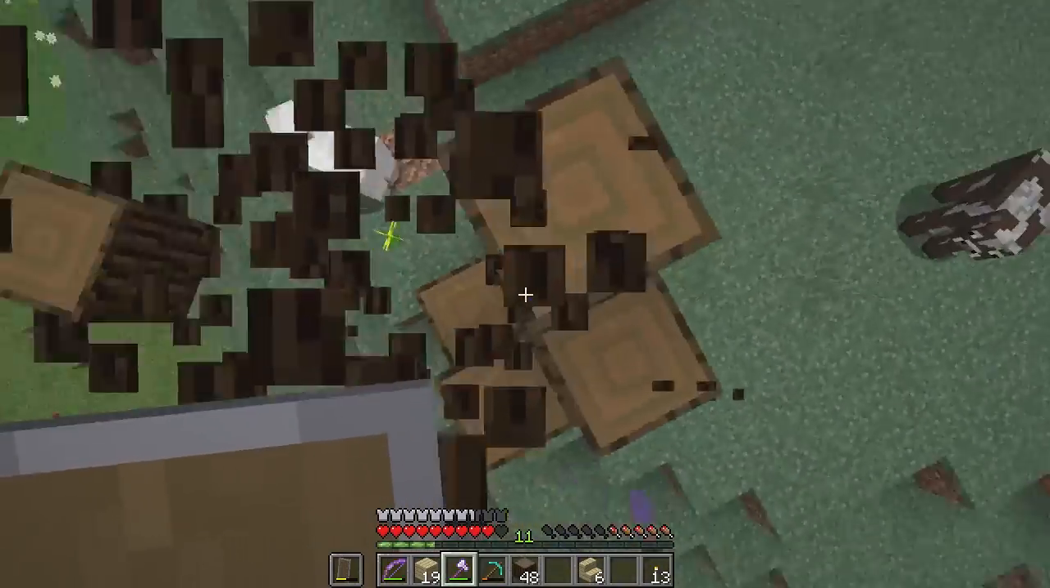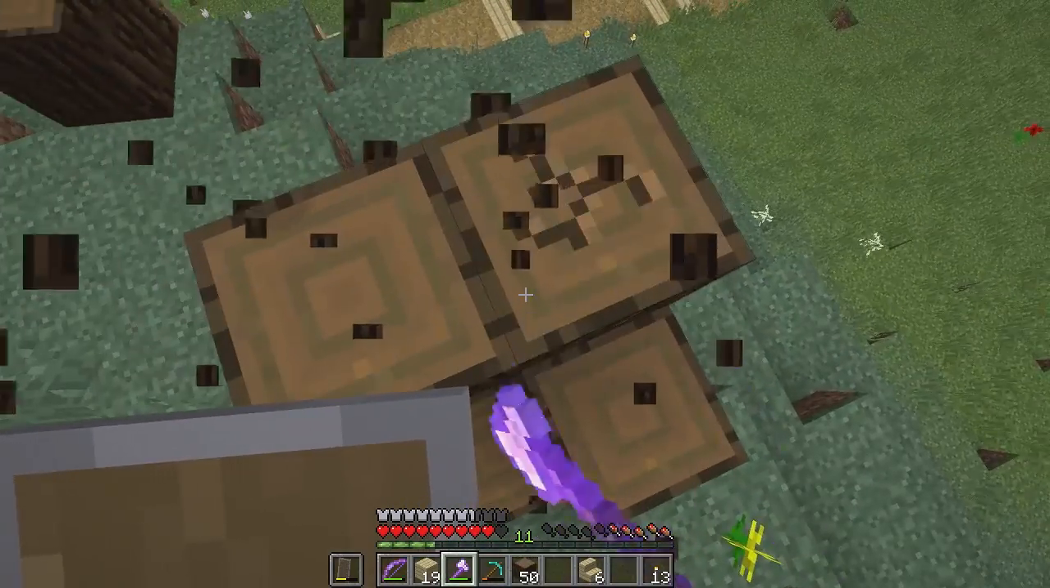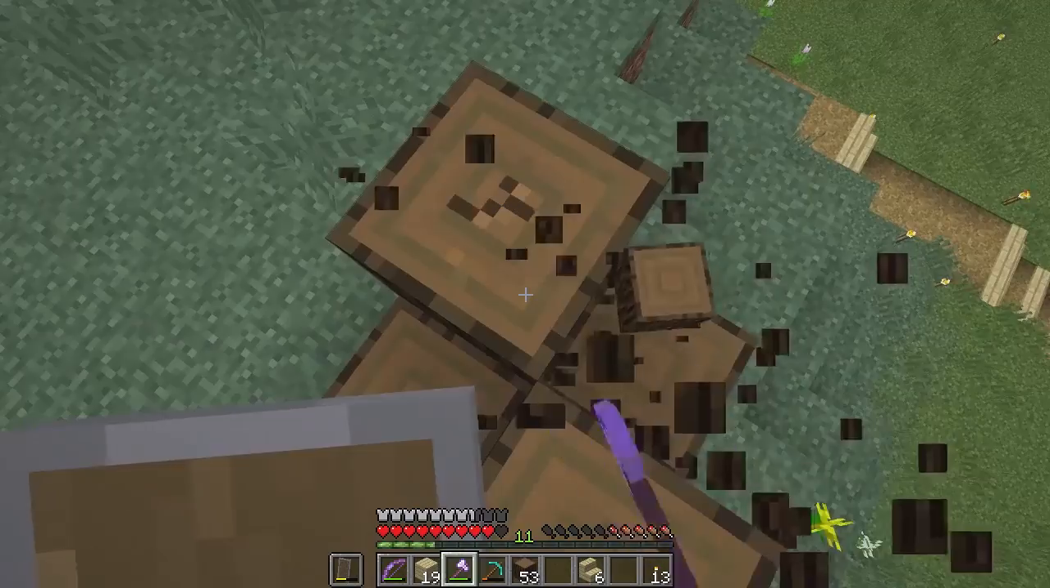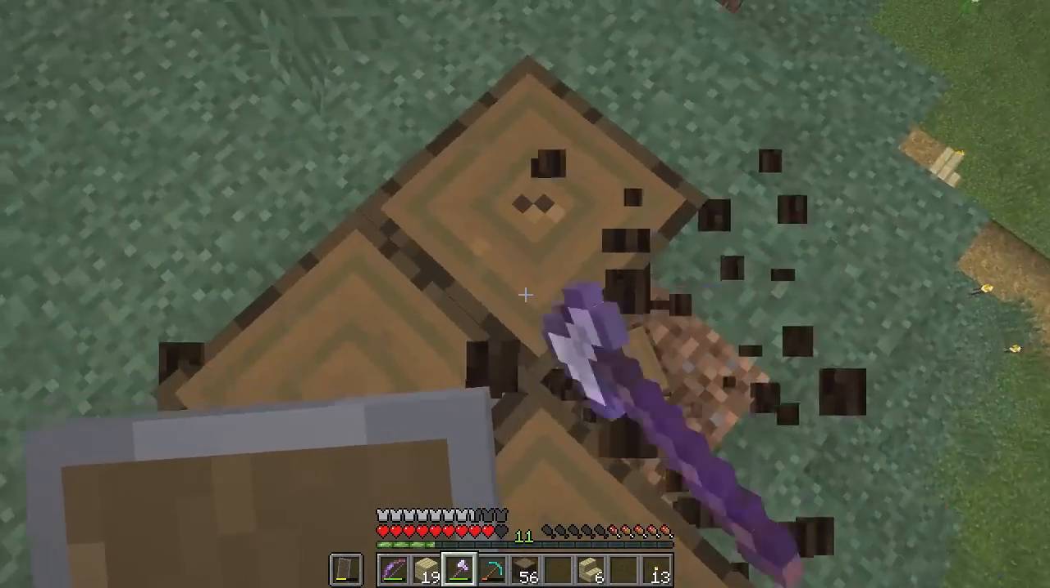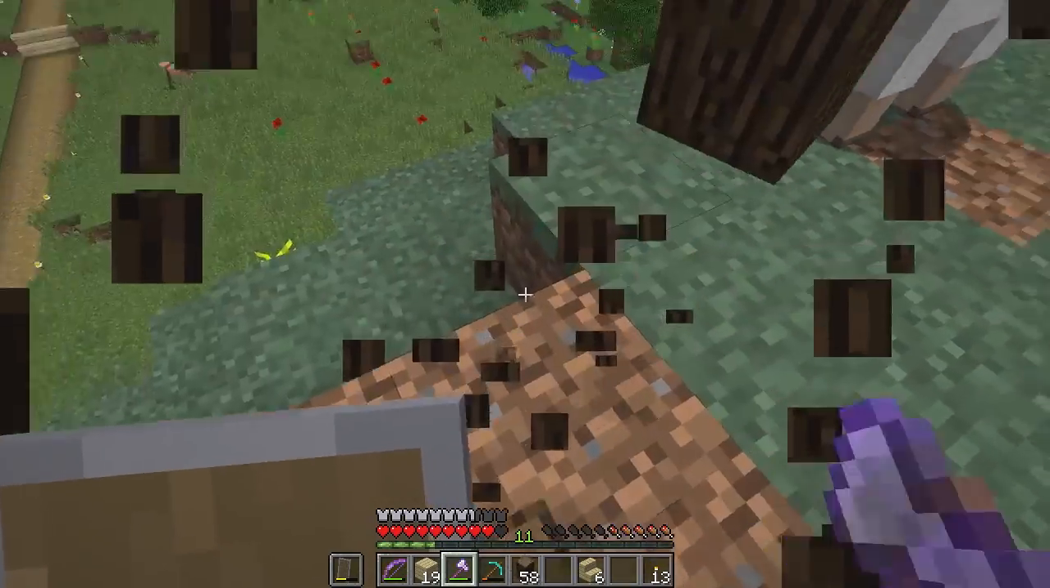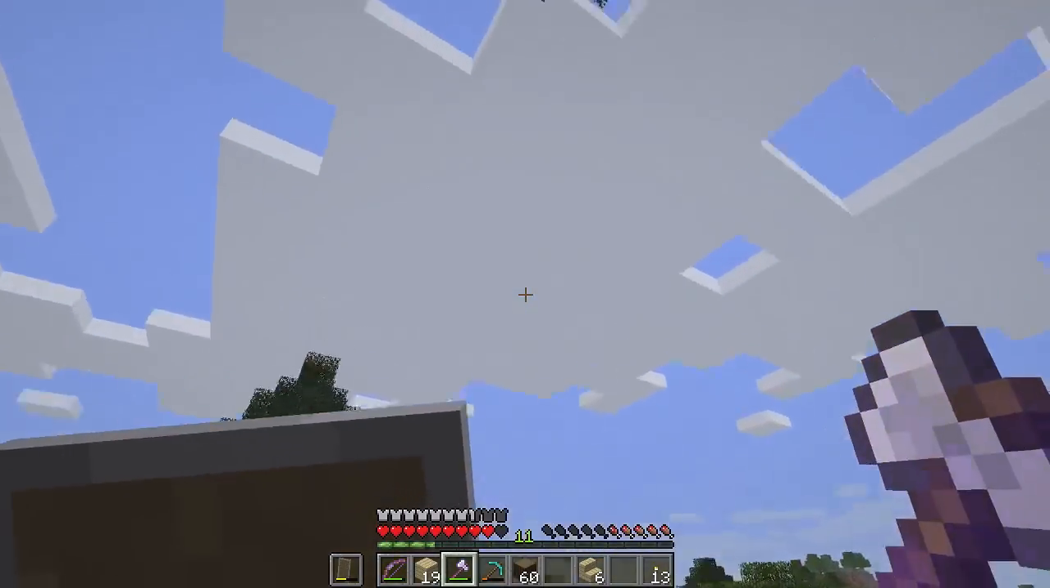There you go. That's not what I wanted. Because in theory, it can feed right from this chest, from this chest underground.